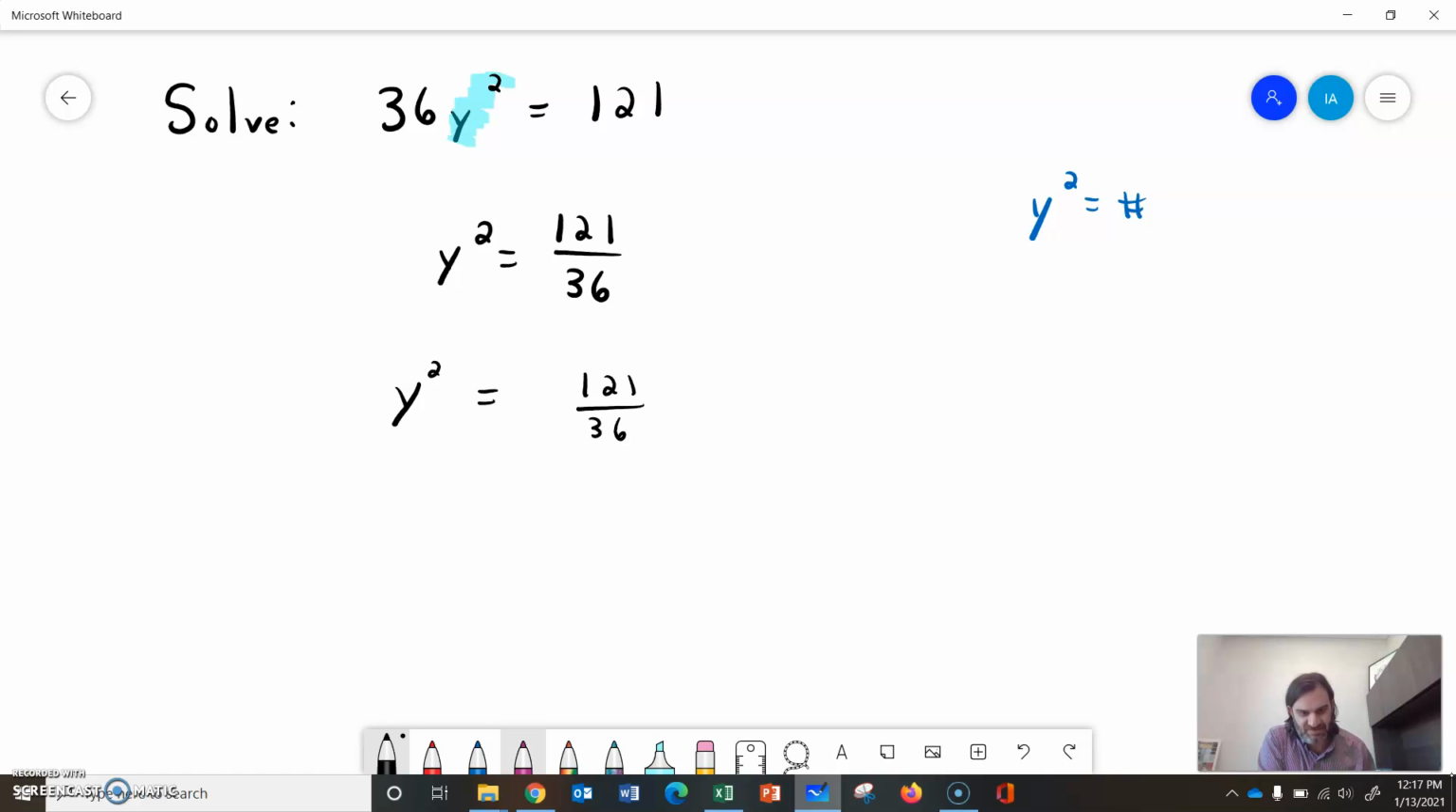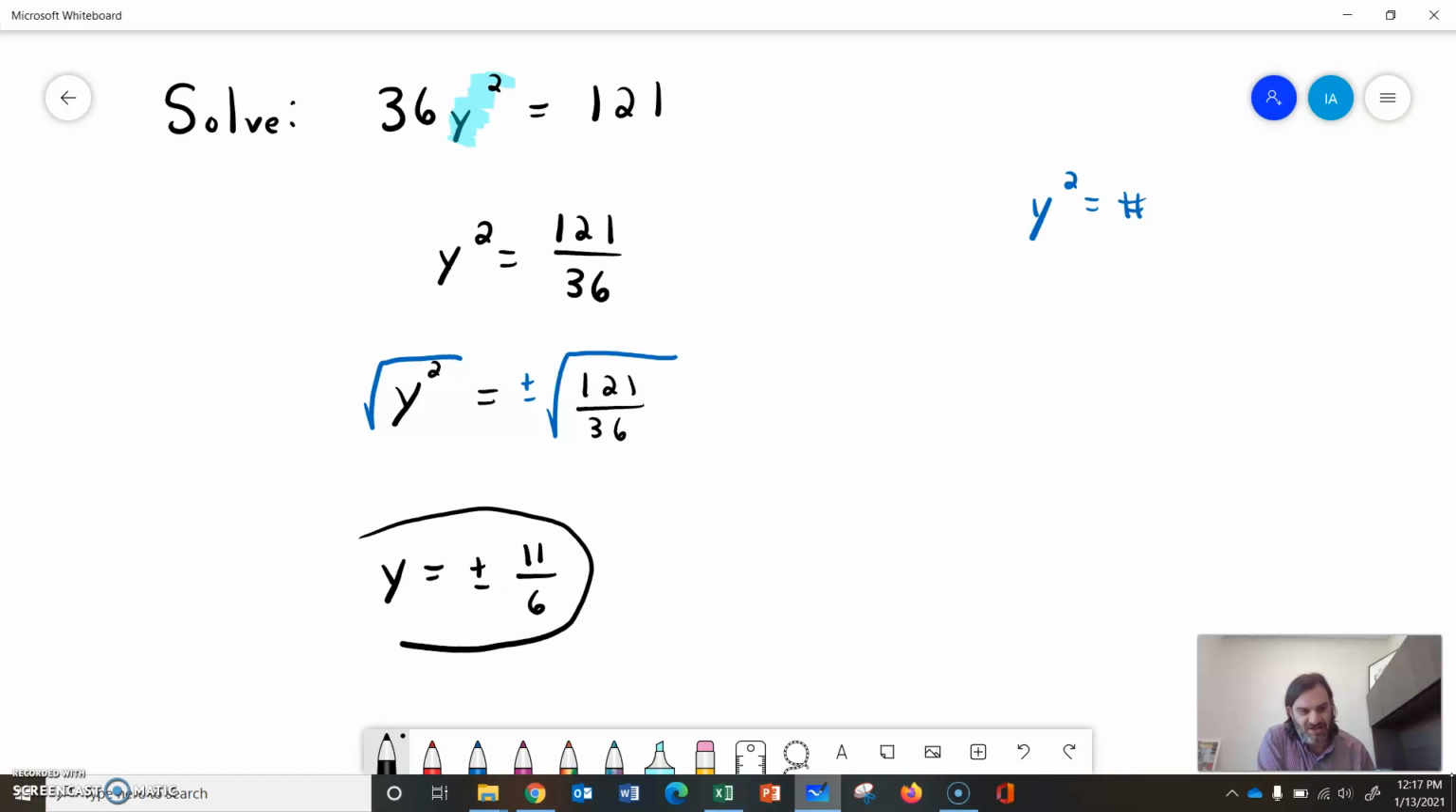And when we take the square root, we introduce a positive or negative because we know that if we square a negative, it turns positive as well as squaring the positive. So the square root knocks out the square, so we get y equals plus or minus square root of 121 is 11, square root of 36 is 6. So we get y equals plus or minus 11/6. And that's using the square root principle.